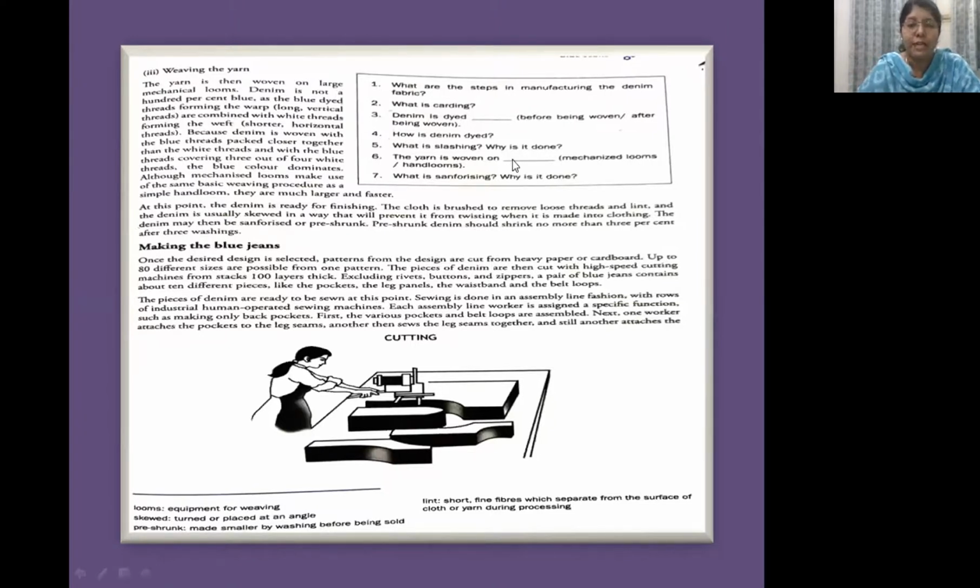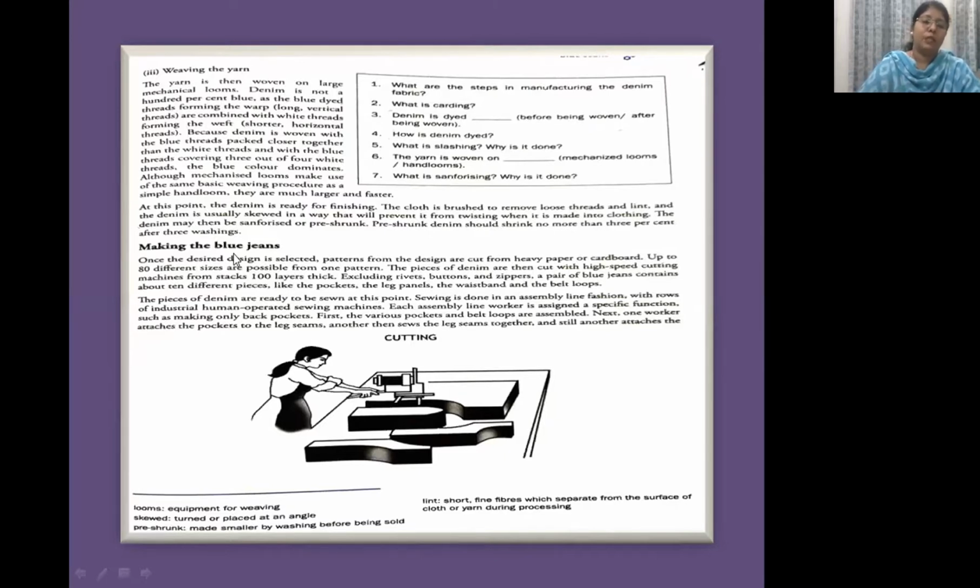Now, what is sanforizing? Why is it done? The cloth is brushed to remove loose thread and lint, and the denim is usually squeezed in a way that will prevent it from twisting when it is made into clothing. The denim may then be sanforized or pre-shrunk. This is known as pre-shrinking, or it is known as sanforizing. Pre-shrunk denim should shrink no more than 3% after 3 washes.